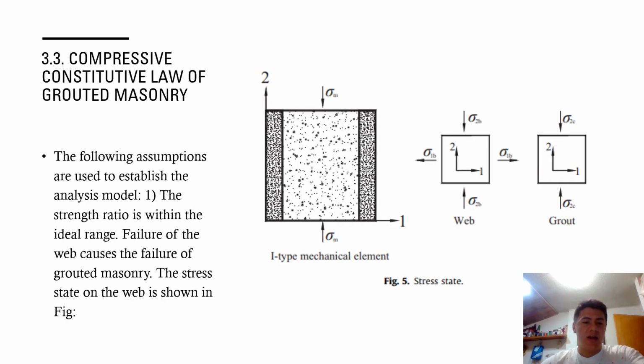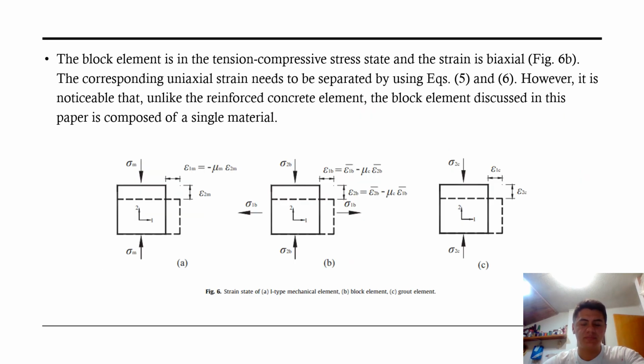The following assumptions are used to establish the analysis model. The strength ratio is within the ideal range. Failure of the web causes the failure of grouted masonry. The block element is in a tension-compression state and the stress is biaxial, shown in Figure 6b.